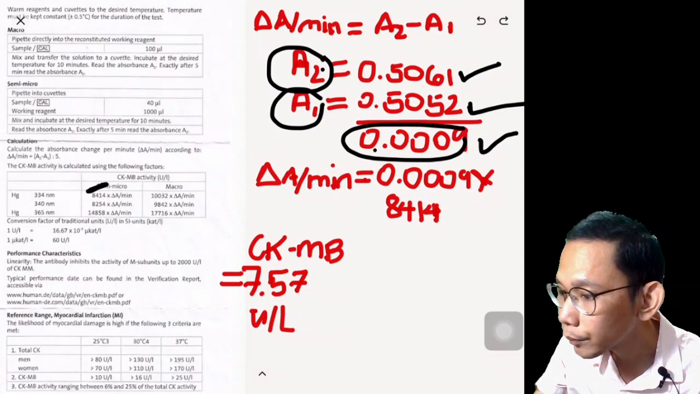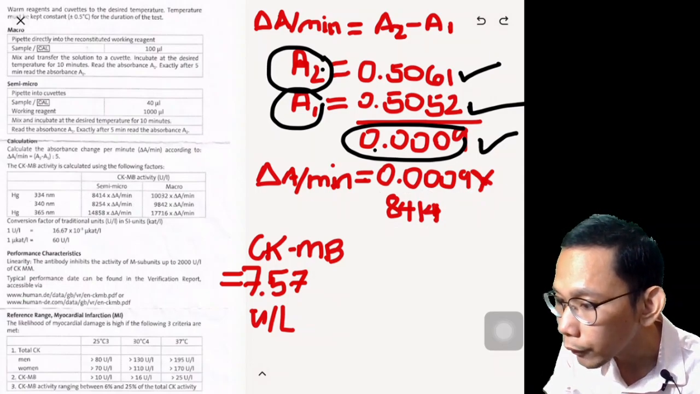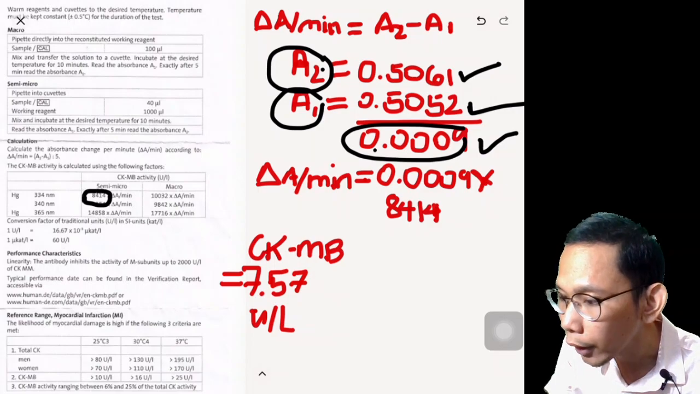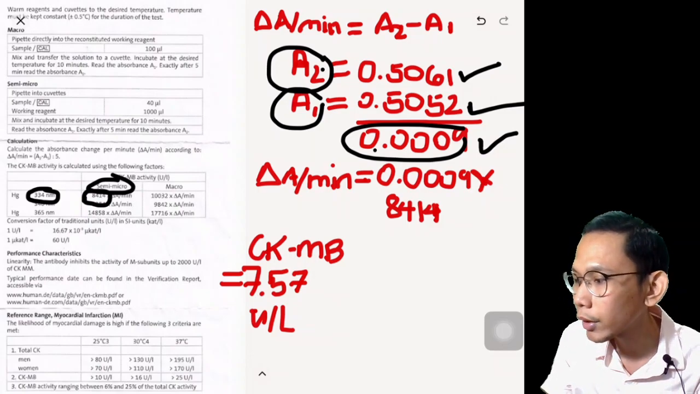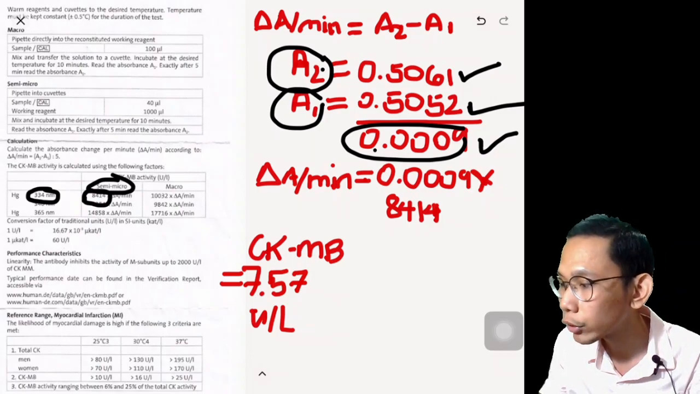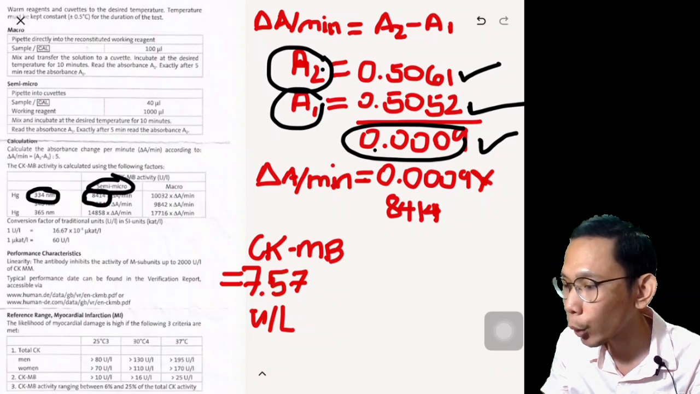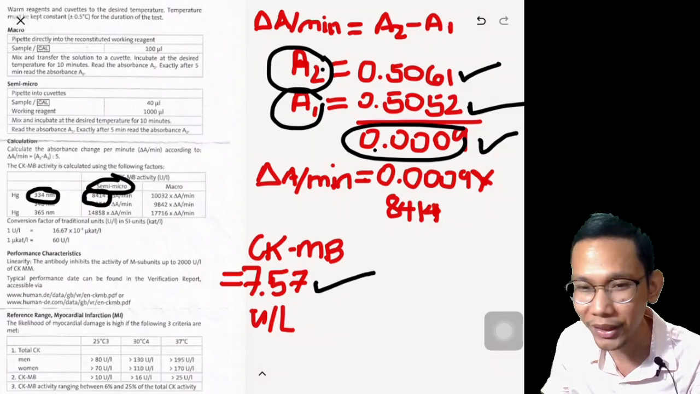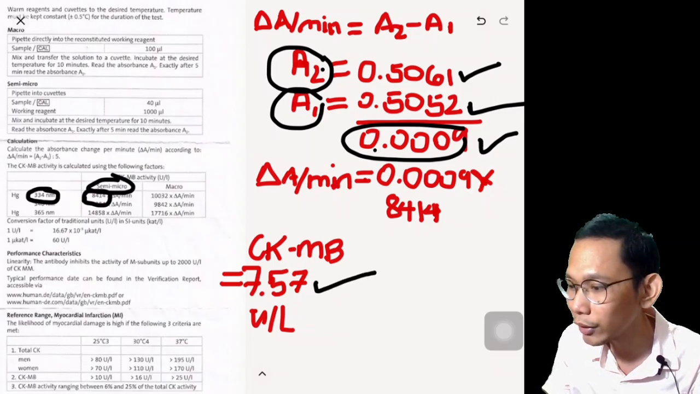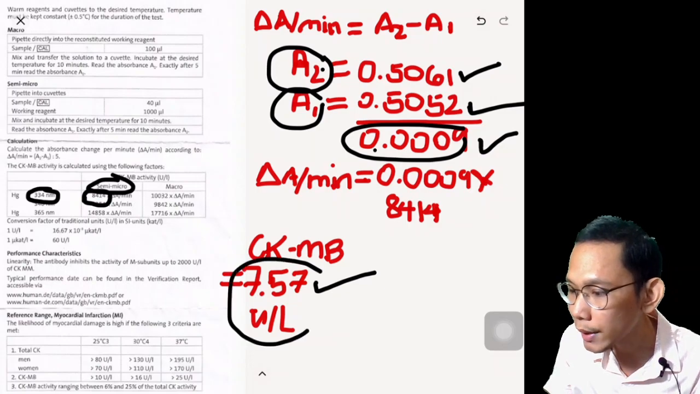It's your 8414. Wavelength of 334, semi-micro. Okay, gets? So, 0.009 multiplied by 8414, the value of our CKMB now is 7.57 U/L. So, this is now our value, 7.57.